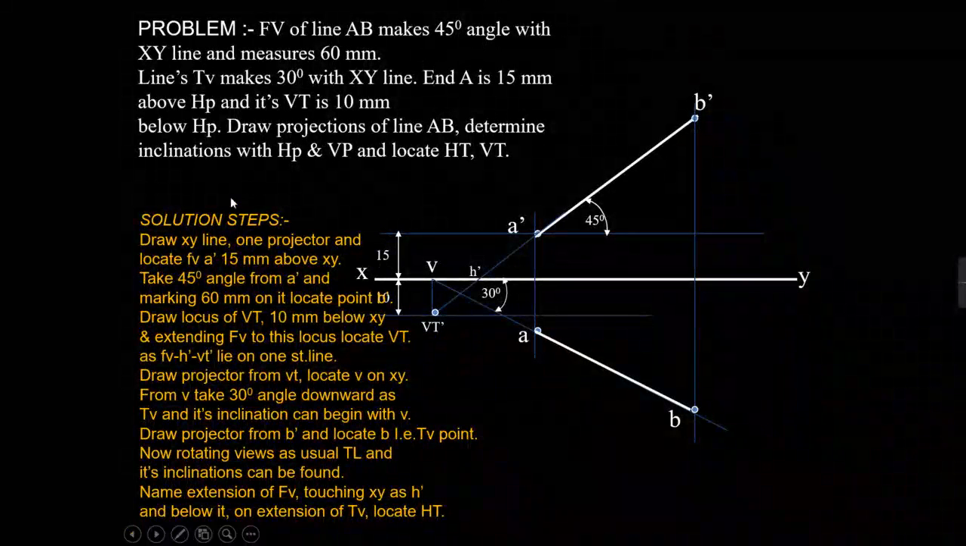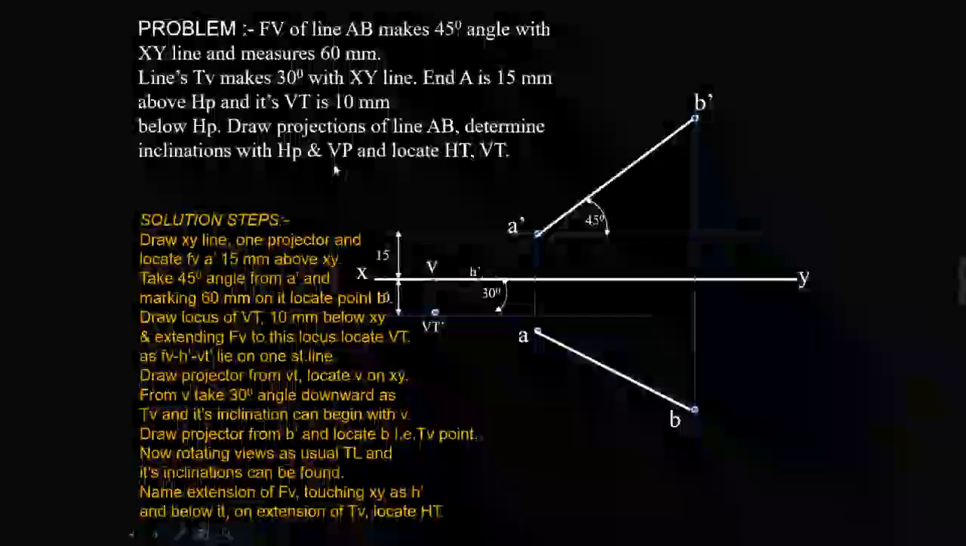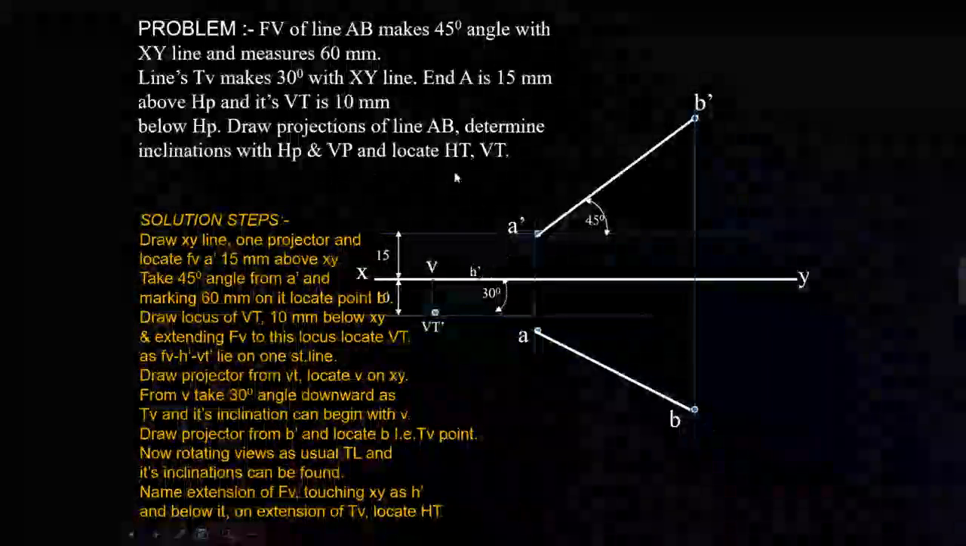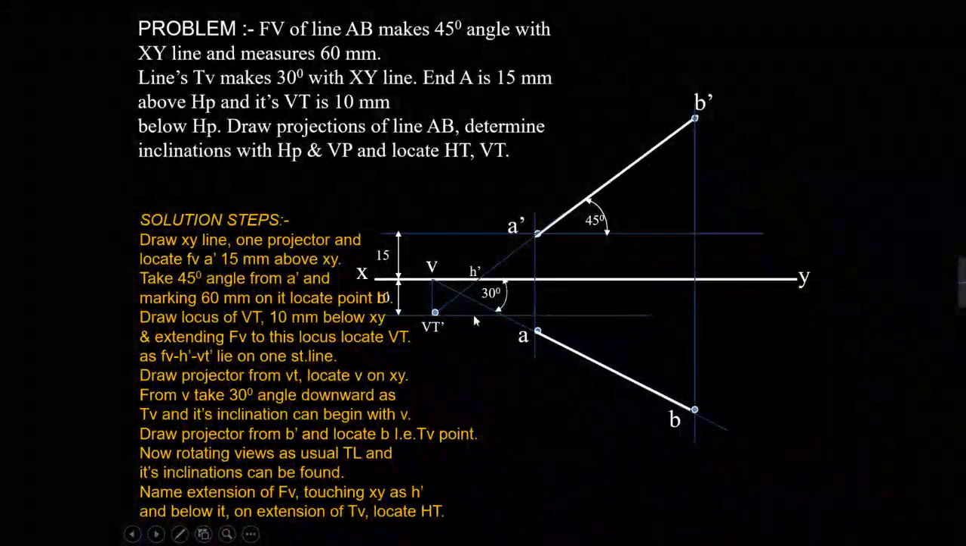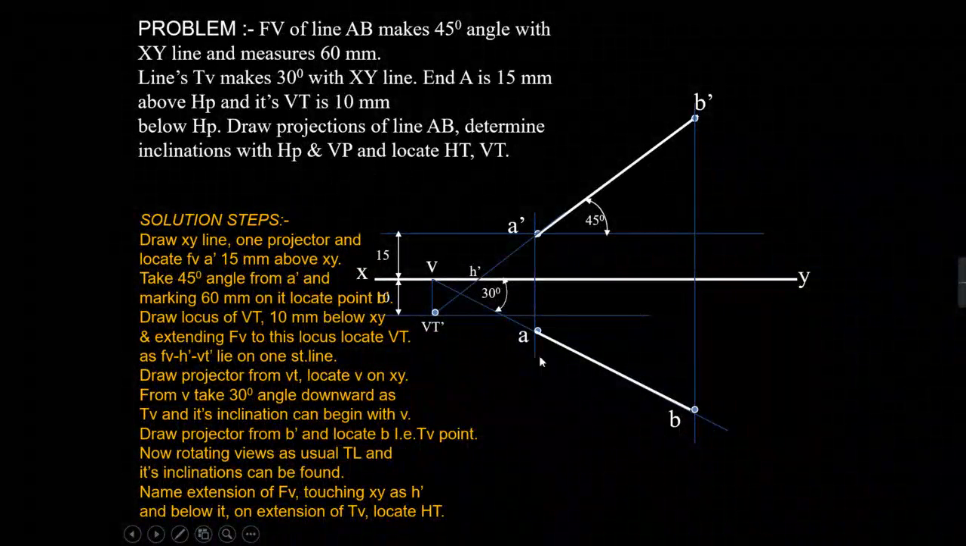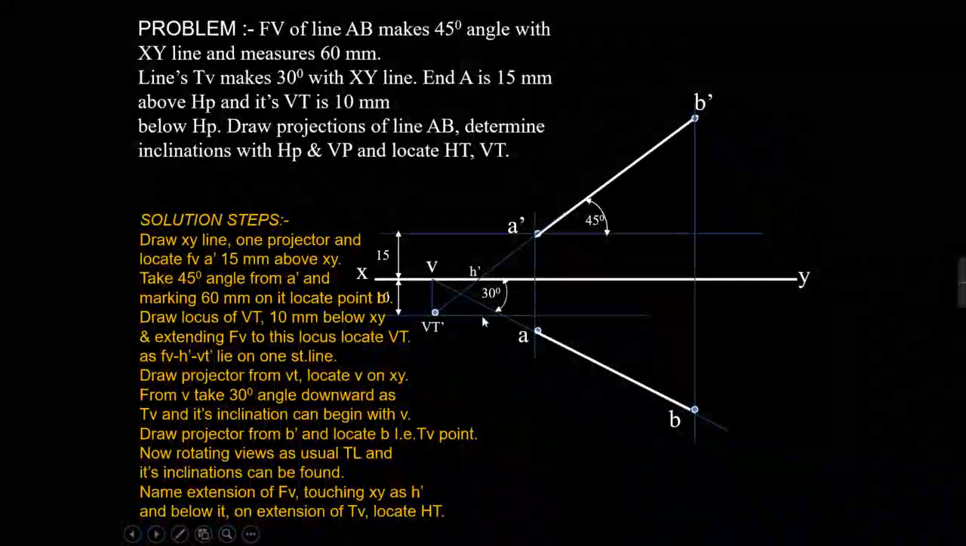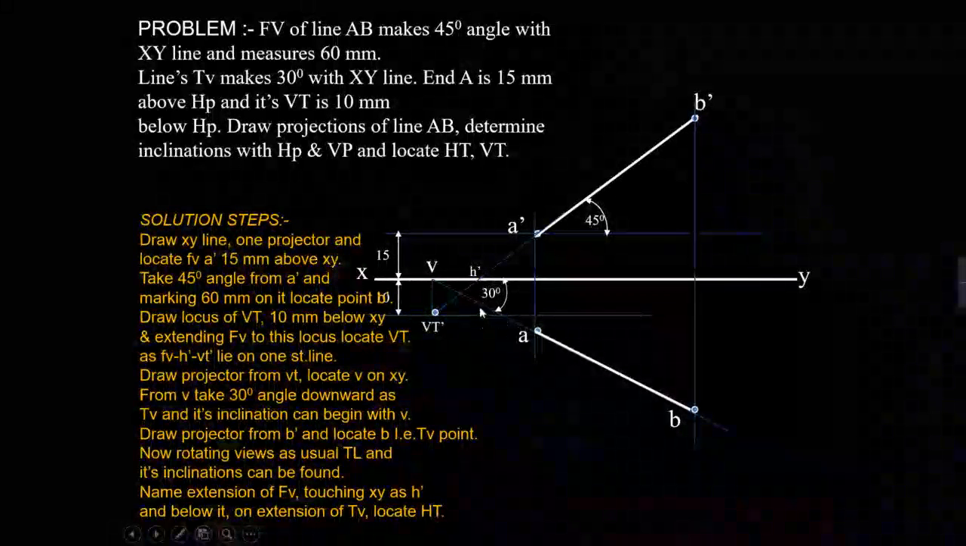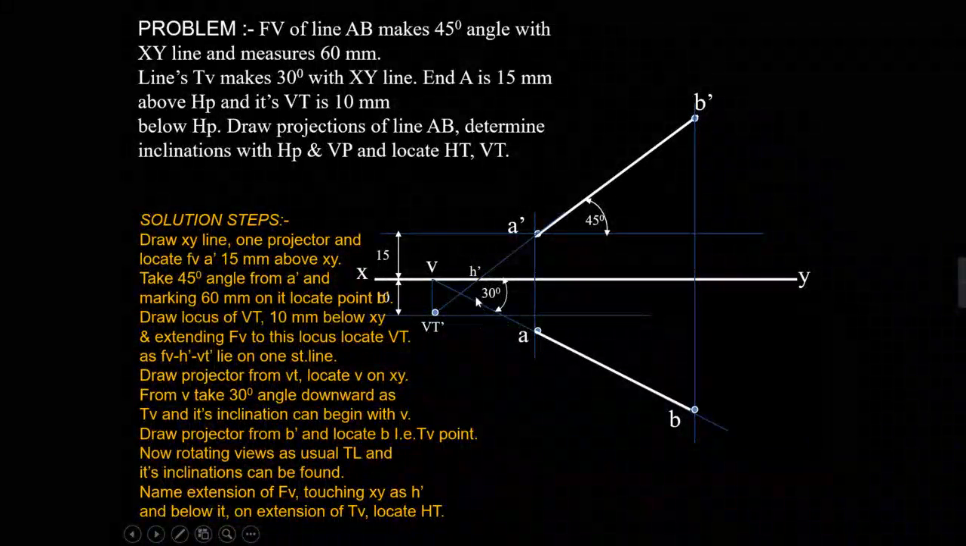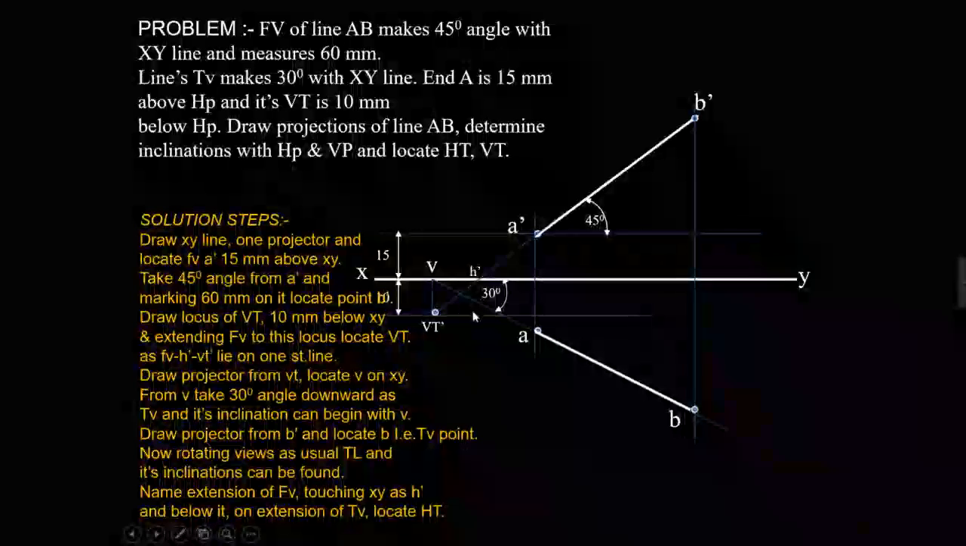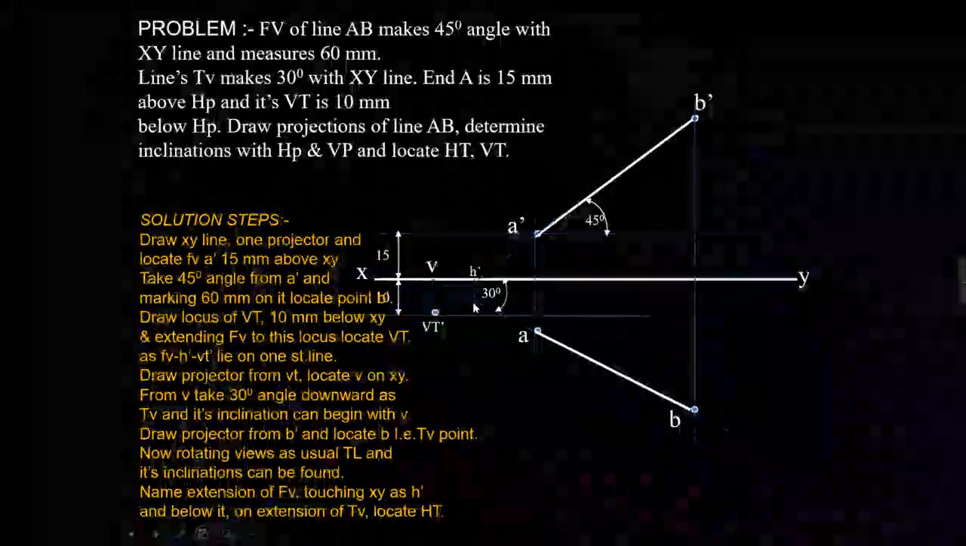After that, you are asked to find out the inclination of the line with the HP and VP and locate the HT and VT. So for locating the HT, I will draw a projector from the H dash, and wherever it cuts on this line will be the HT of the line AB.